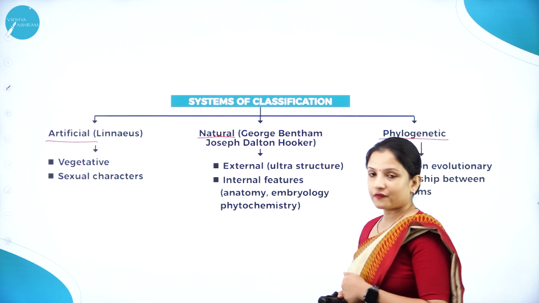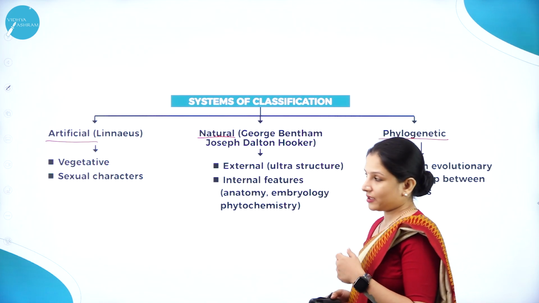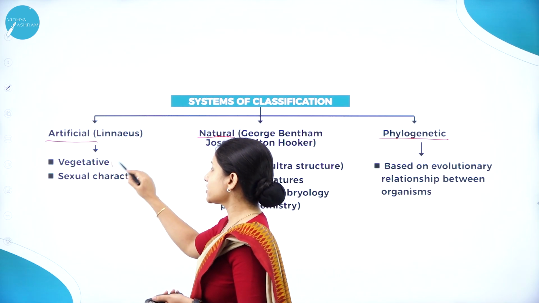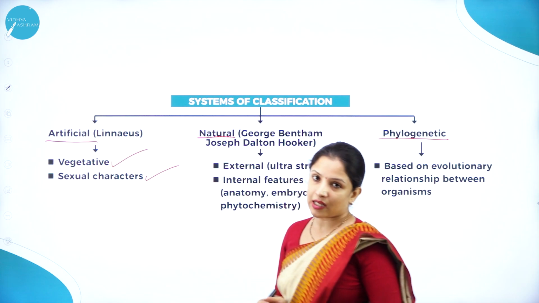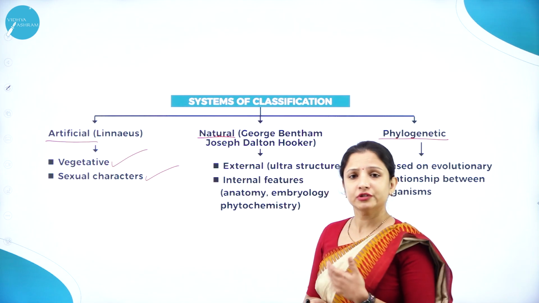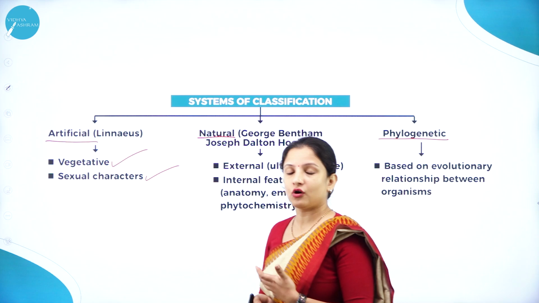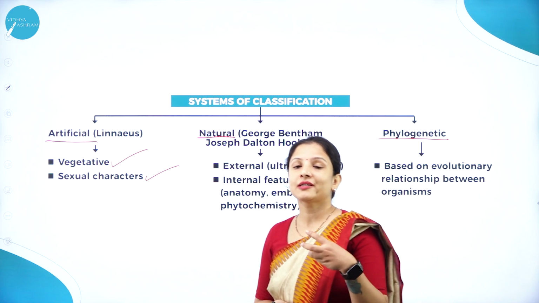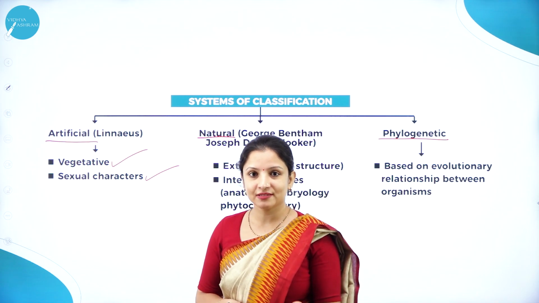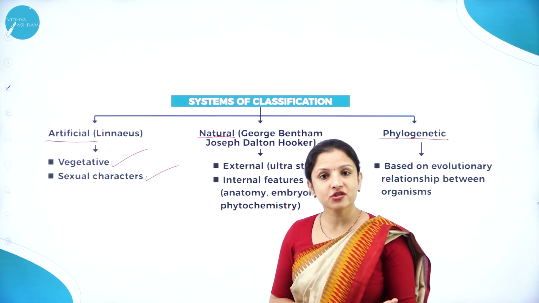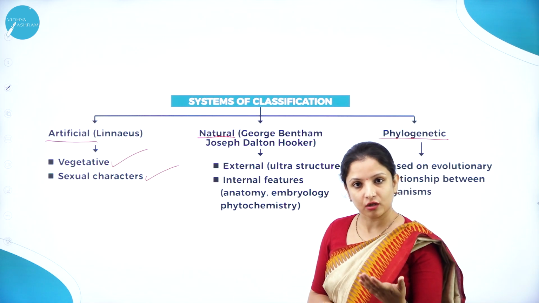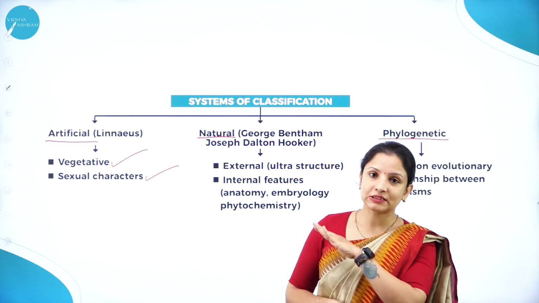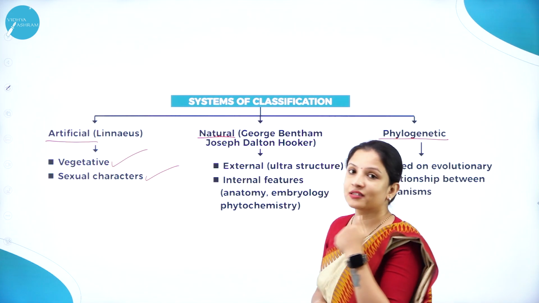In the artificial system of classification, the credit goes to Linnaeus, wherein he classified organisms based on their vegetative as well as sexual characteristics. But there was a drawback in this system because the vegetative and sexual characteristics of any organism tend to change based on the seasons, or based on the nature or the health of that particular organism. Therefore, this cannot be kept as a main base for classifying and grouping organisms under different taxa.